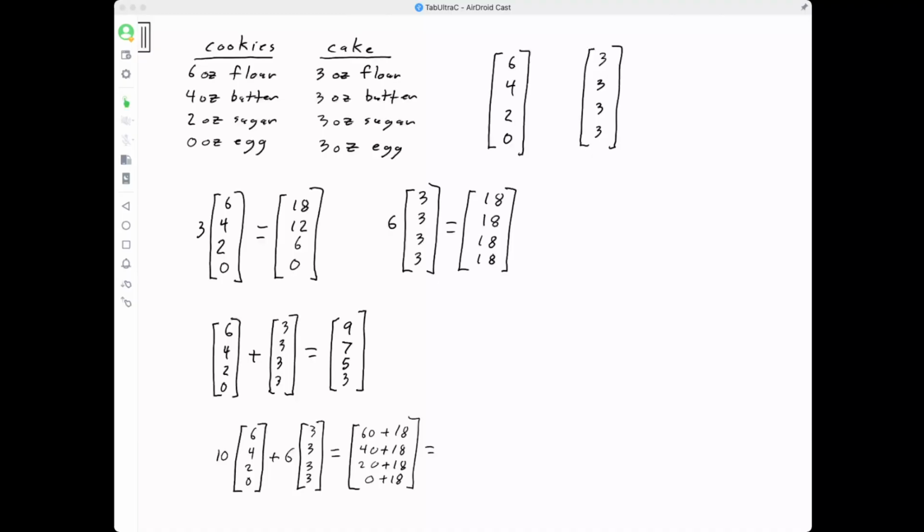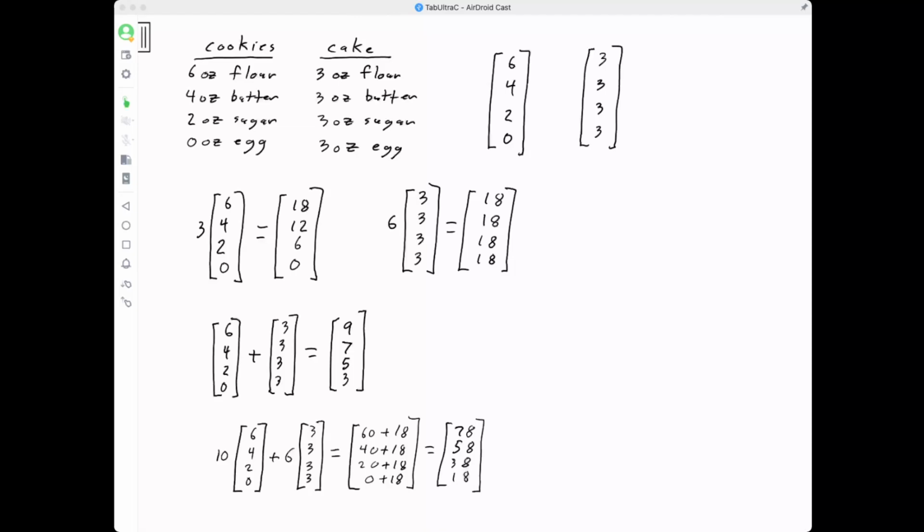And doing the math, I get that I need 78 ounces of flour, 58 ounces of butter, 38 ounces of sugar, and 18 ounces of egg. If the order is 10 batches of cookies and 6 cakes, those are the ingredients I need to buy. So this idea allows us to represent more complicated things.